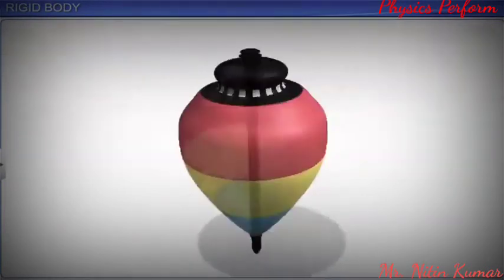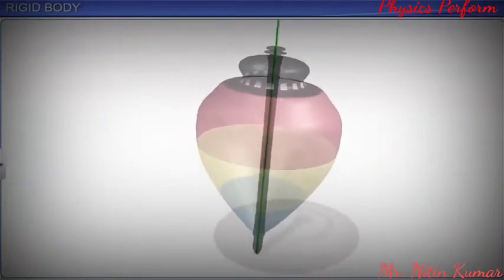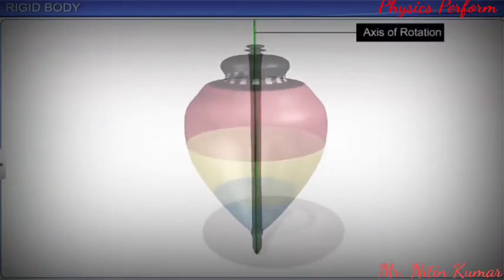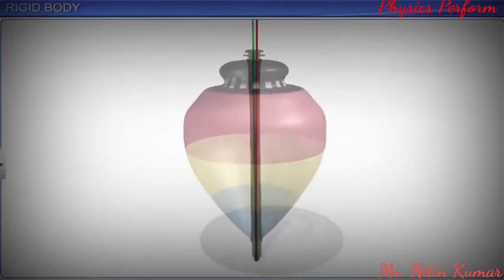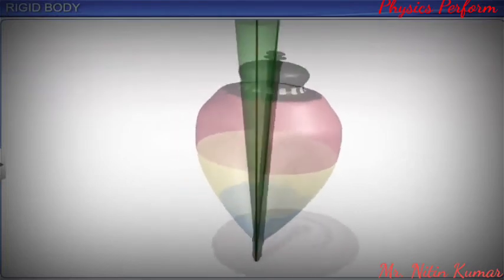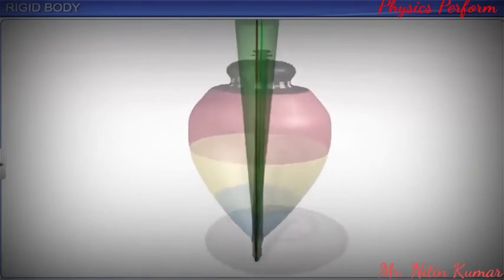Here, the top is rotating about an axis. This axis of rotation of the top is not fixed, but rotates about a vertical line passing through its point of contact with the ground. This rotating axis forms an inverted cone, and this type of motion is known as precession.